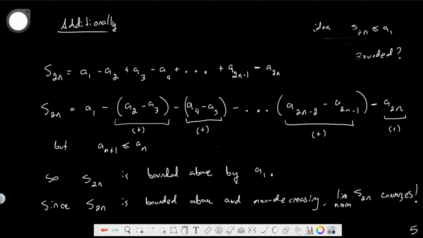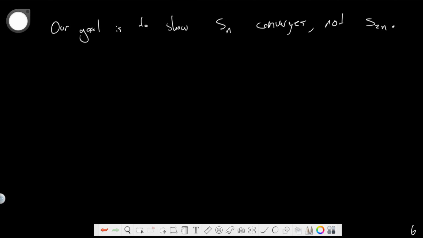All right, we're not done. We've shown that S sub 2n converges. We have not shown that S sub n converges. Our goal is to show S sub n converges, not S sub 2n. So what do we do? Well, we've dealt with the left-hand side. We've dealt with the S sub 2n's. What does that equal?